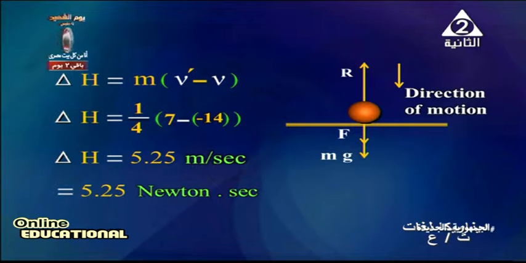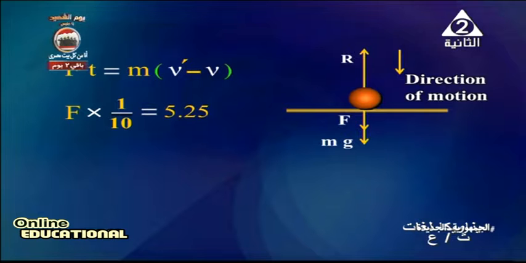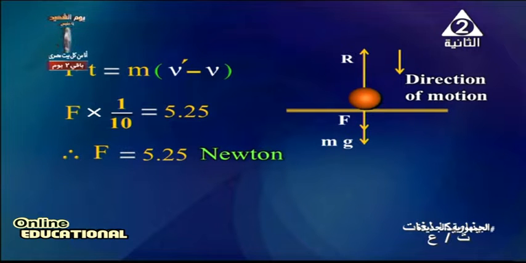And we know that the impulse I equals Ft. Then Ft equals m multiply (v dash minus v). The impulse force F multiply the time 1 over 10 second equals 5.25 Newton second. Then the magnitude of the force F equals 52.5 Newton. Now, what is the reaction of the ground?